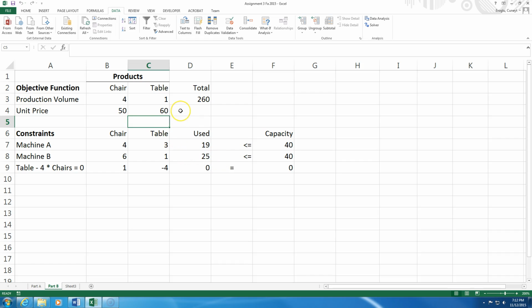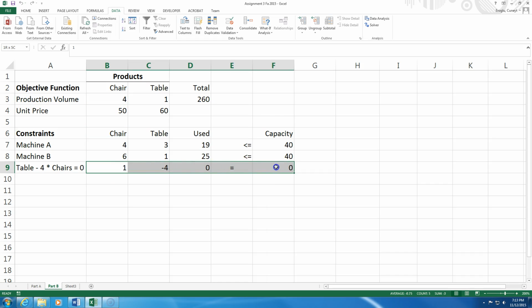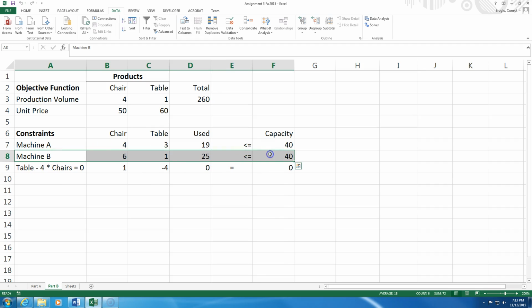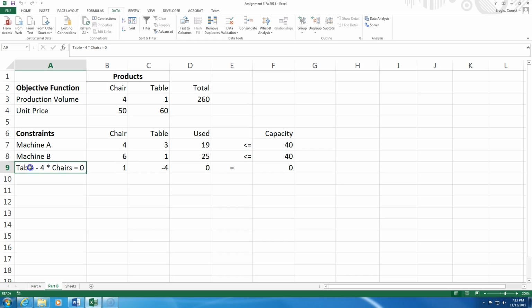All right. So now I have $260 in revenue. Okay, I'm producing 1 table and 4 chairs. Okay, so this constraint is satisfied. Okay, machine A has slack, machine B has slack. However, this constraint is holding us back.